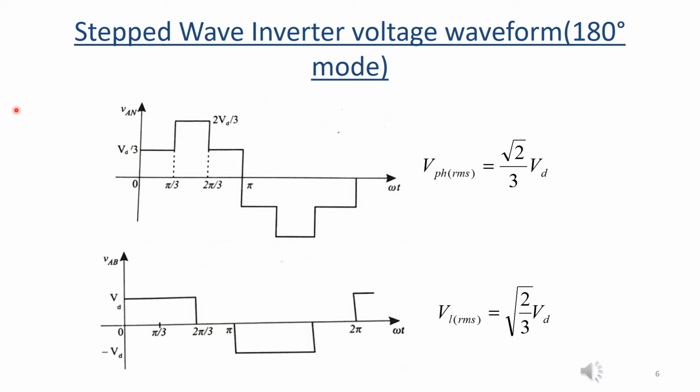So we know we have a 180-degree conduction mode and 120-degree conduction mode. This figure shows the 180-degree conduction mode. The first one is the phase voltage, VAN. This is the waveform, and we have an equation. The RMS value of the phase voltage is √2 by 3 into the supply voltage VD. This is the line voltage waveform, VAB, and the RMS value of the line voltage is √2 by 3 into the supply voltage VD.